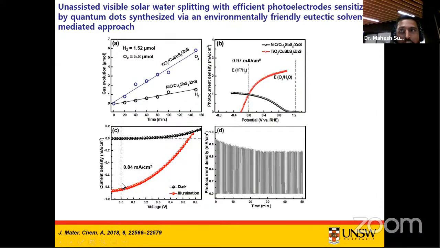Furthermore, what we did is use this photoanode and photocathode. Of course, until here we measured all these performances using the 3 electrode configuration, where we used the photoanode or the photocathode as the working electrode, platinum as a counter electrode, and Ag/AgCl as a reference electrode.